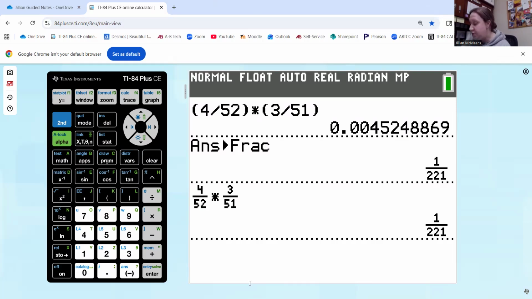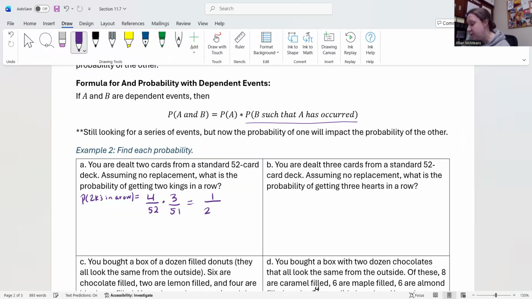So the probability of two kings in a row, 1 out of 221. Okay. Looking at part B, it says you are dealt 3 cards from a 52 card deck, assuming no replacement. Again, you draw a card, you keep the card. What is the probability of getting 3 hearts in a row?